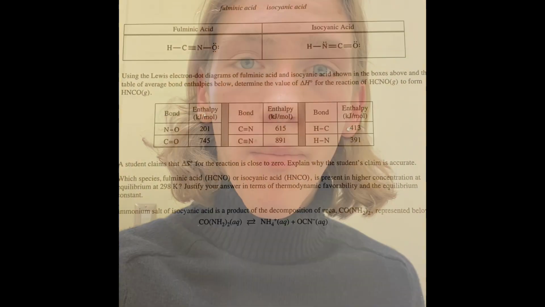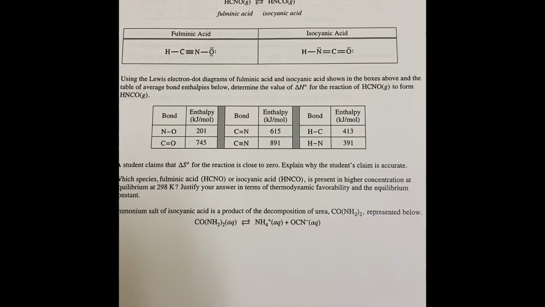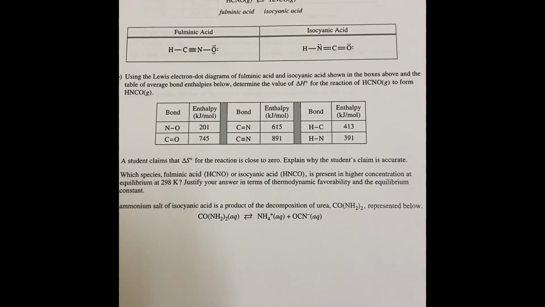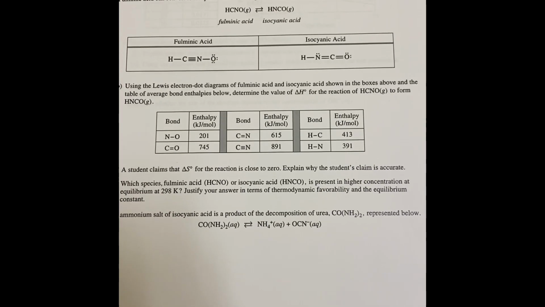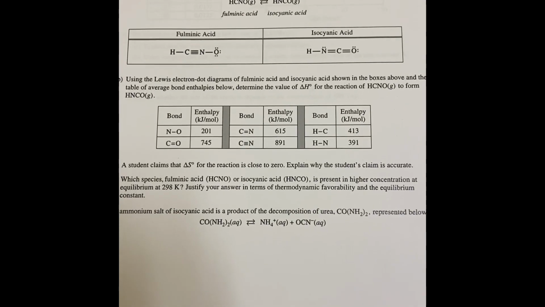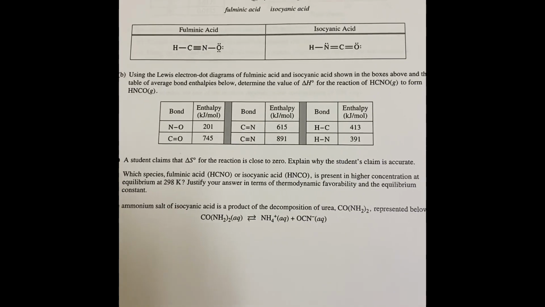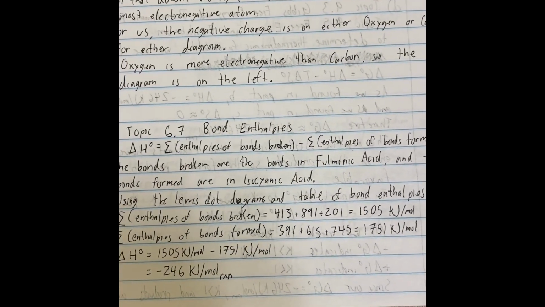In this topic, we learned that delta H is equal to the sum of enthalpy of bonds broken minus the sum of the enthalpies of bonds formed. Because we are going from HCNO, which is fulminic acid, to HNCO, which is isocyanic acid, the bonds broken are the bonds in fulminic acid, and the bonds formed are the bonds in isocyanic acid.